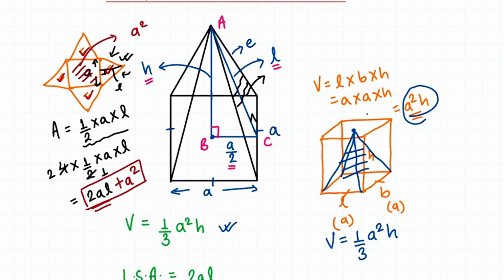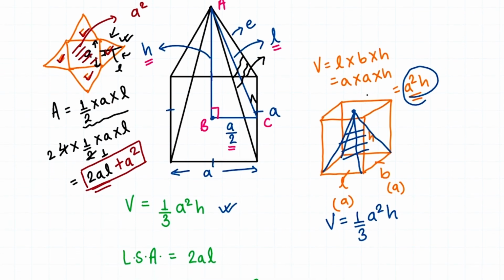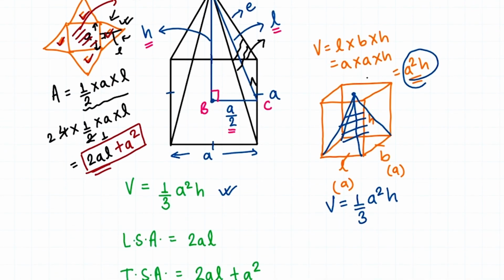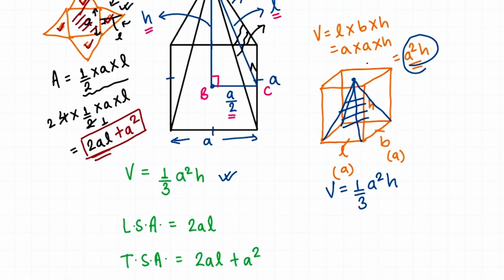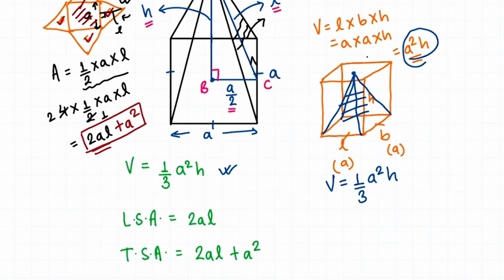And that's it. So our formula for finding the volume is 1 by 3 A square H, our LSA is 2AL, and our TSA is 2AL plus A square.